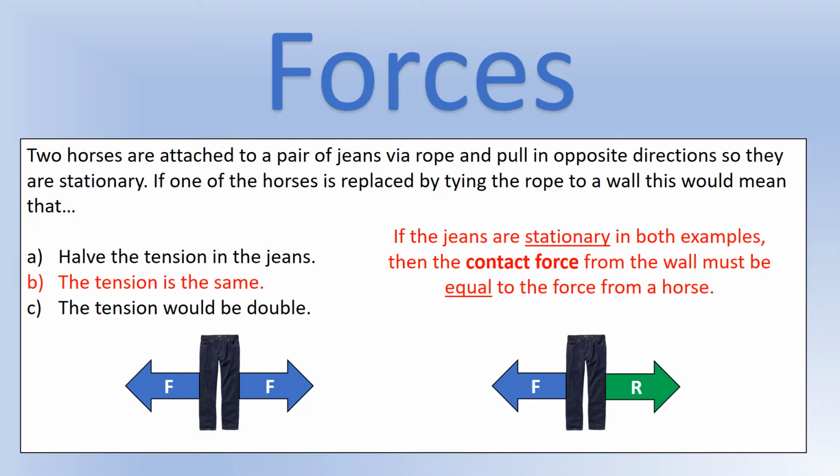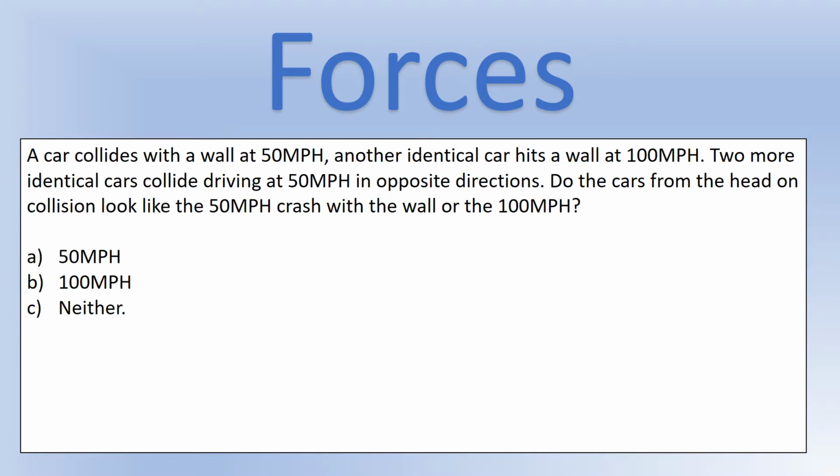Okay, so let's have a look at a slightly different comparison example. So we've got a car and it collides with a wall at 50 miles an hour and becomes stationary as a result of the collision. We have another identical car, so same mass, that hits the wall at 100 miles an hour and again becomes stationary from the collision. Then we have two more identical cars.